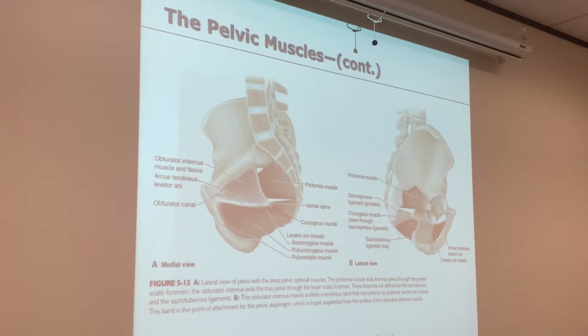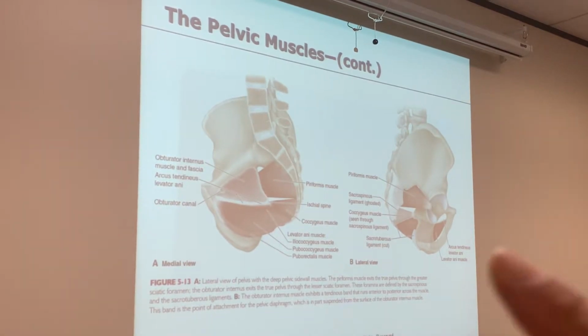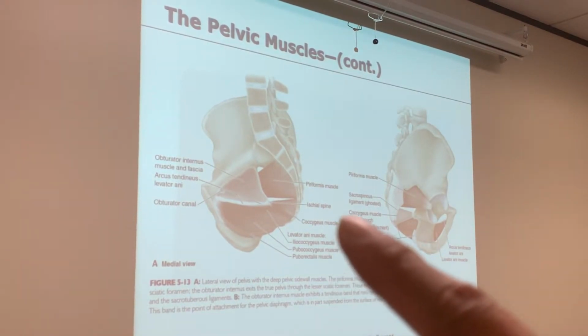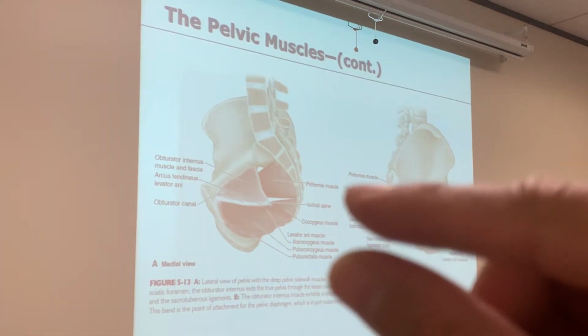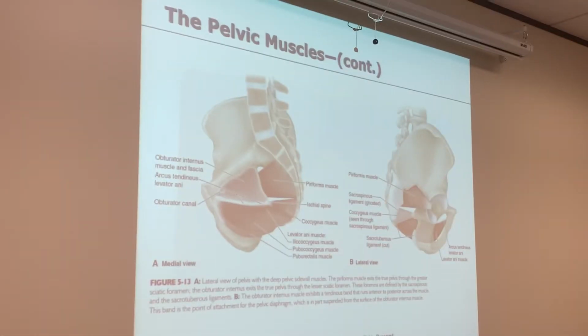That's where the pubococcygeus muscle comes in. That's where the puborectalis comes in, because the rectum is all in that area. Okay? It is our pelvic floor.